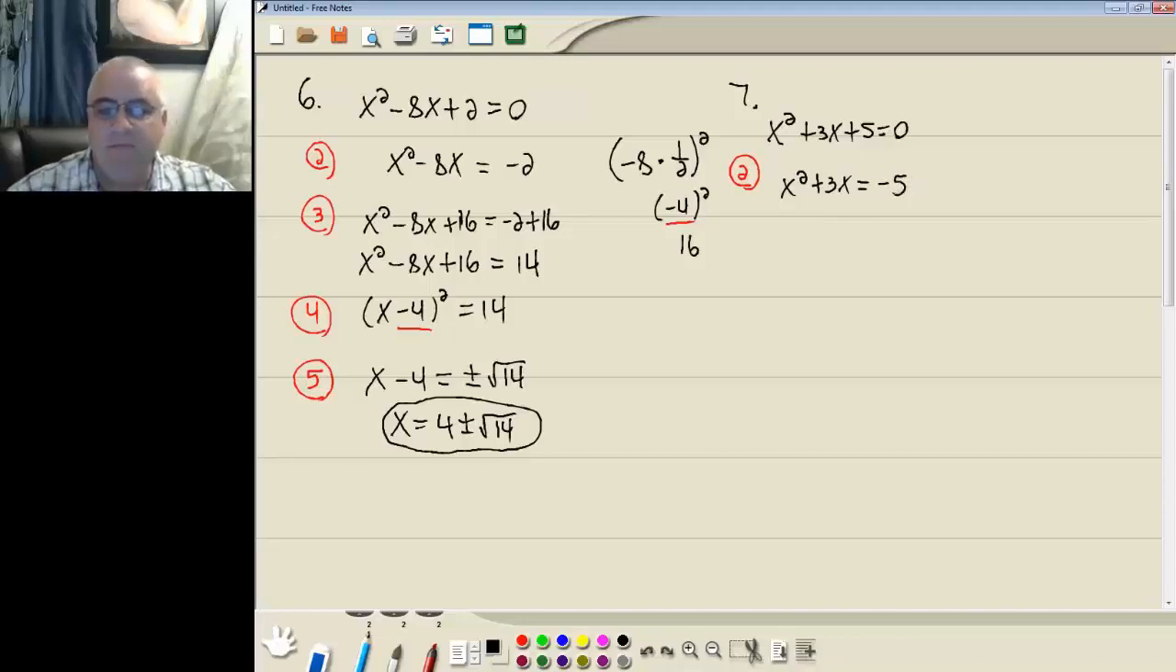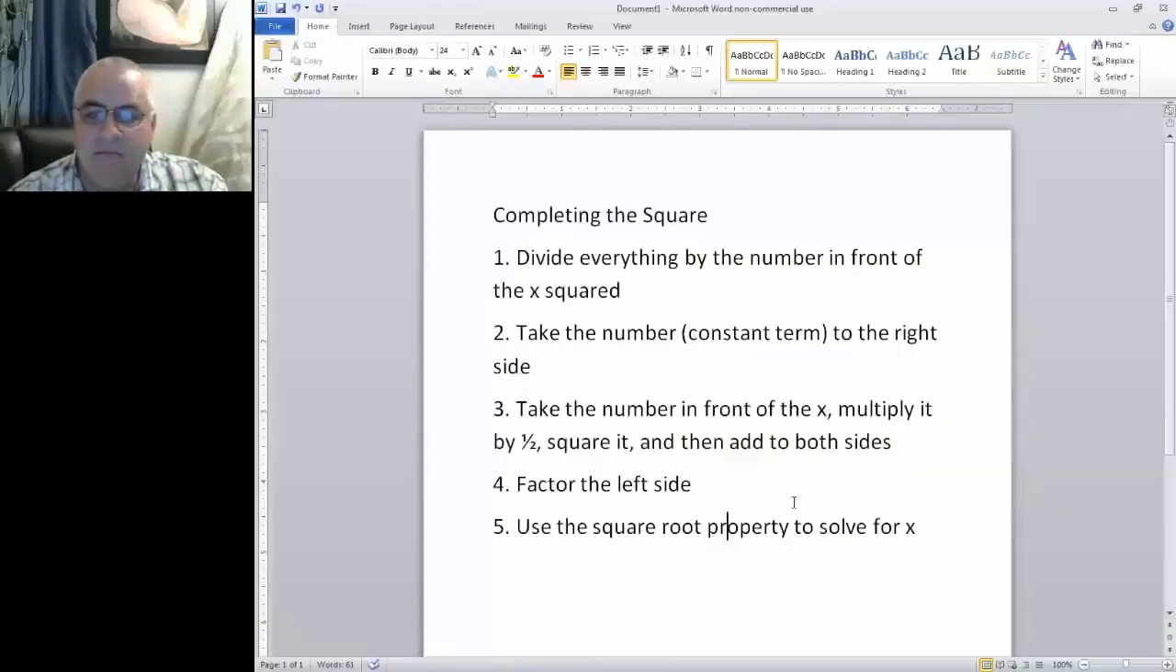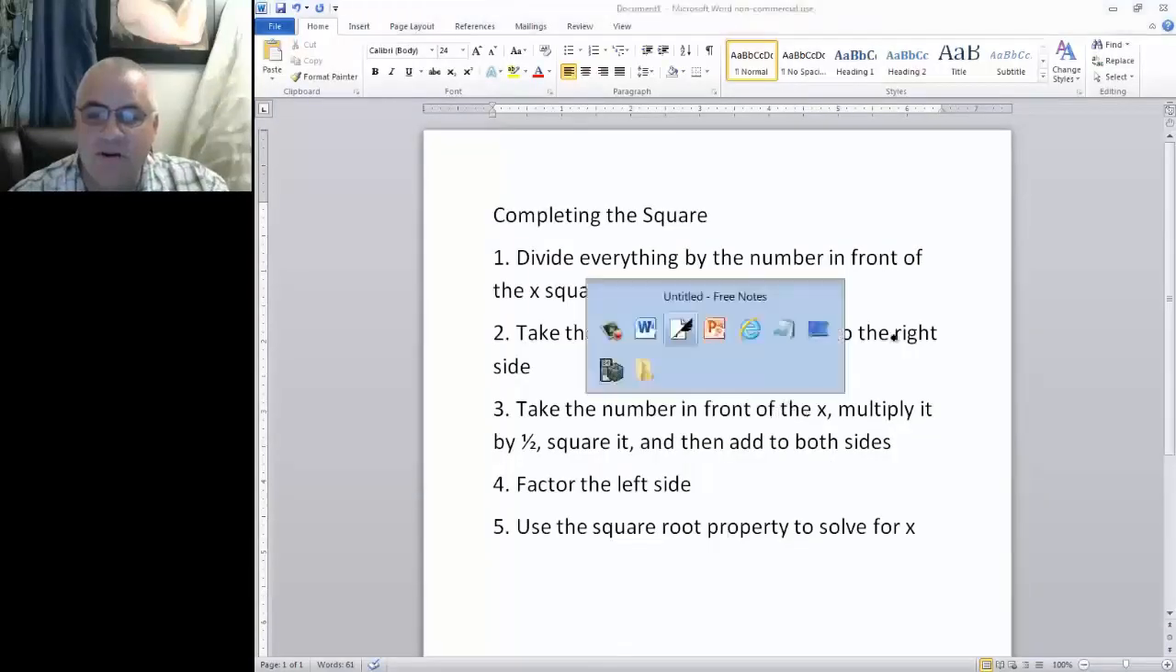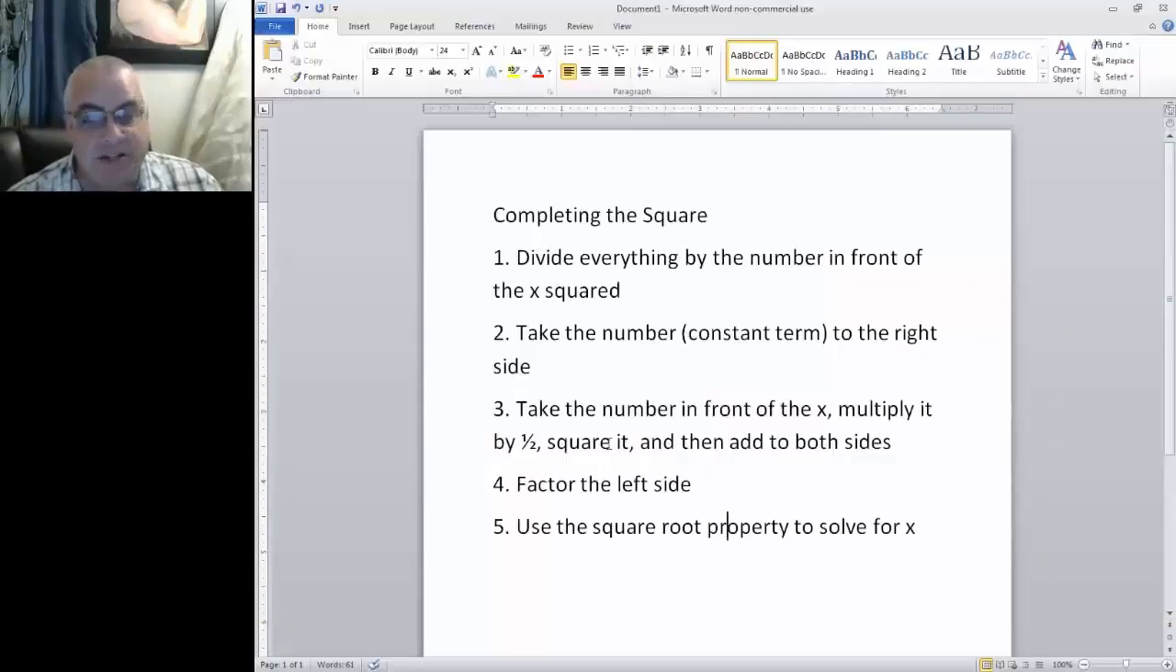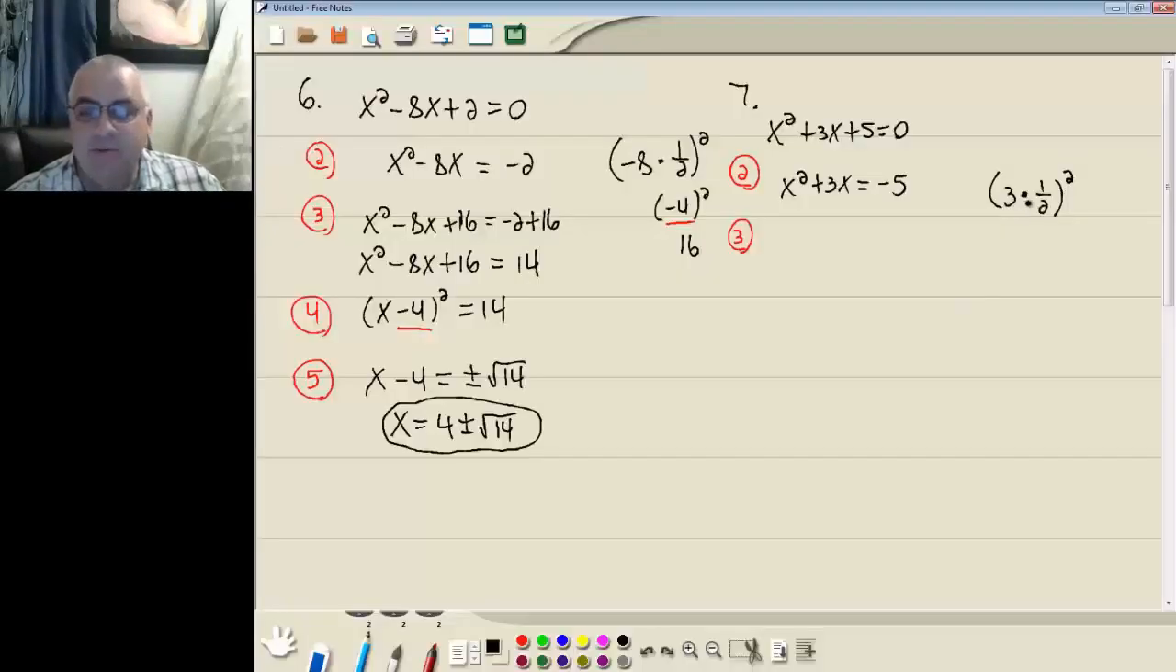Step 3. Take the number in front of the x, which in this case is a positive 3, multiply it times a half, and square it. It's always times a half, it's always squared. Now you don't want to change these to decimals. If you change them to decimals, you're probably going to get a certain percentage of these wrong. 3 times 1/2 gives us 3/2.